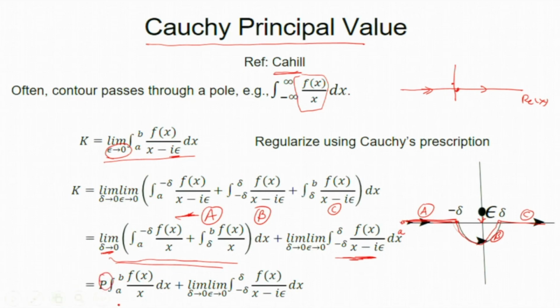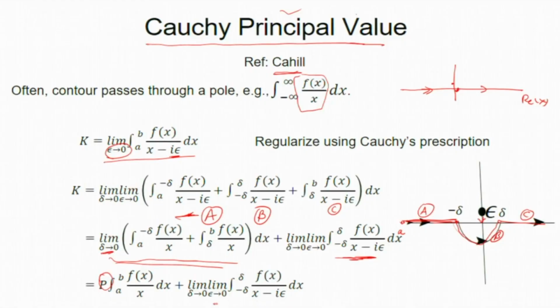The a plus c is called the principal value, P. P stands for principal value, and I am going to show in the next slide that it is a meaningful number. It is a limit, of course. I am avoiding the singularity, but my delta is tending to 0, and this part I am going to compute separately. Is that clear? So, that is the definition of principal value. Principal value avoids the singularity from both left and right.